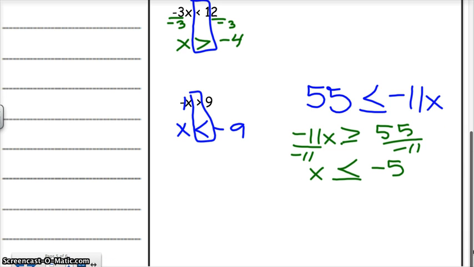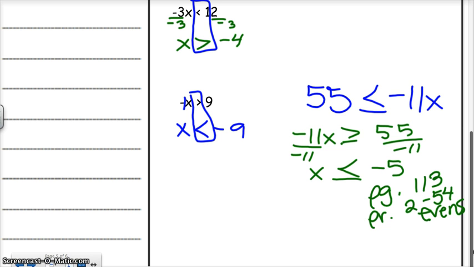Okay. Your homework, last homework assignment of chapter 2, aside from the pre-test, is 2 through 54 even. Page 113. 27 problems. It's not bad. We're not doing that page. You start at 2.